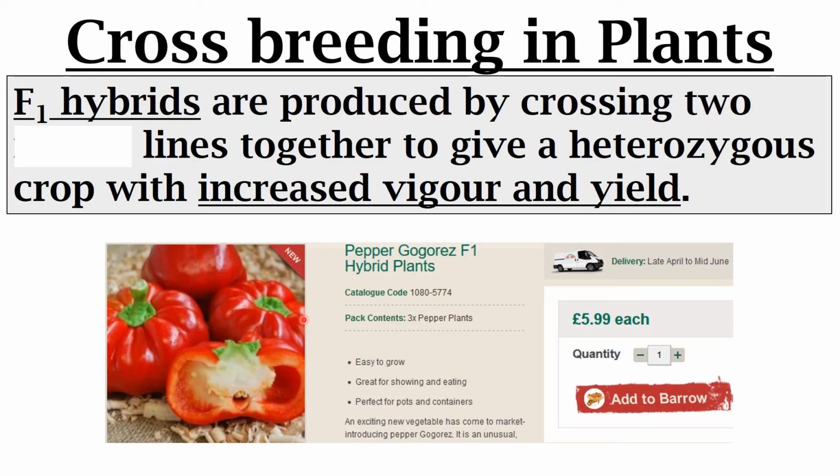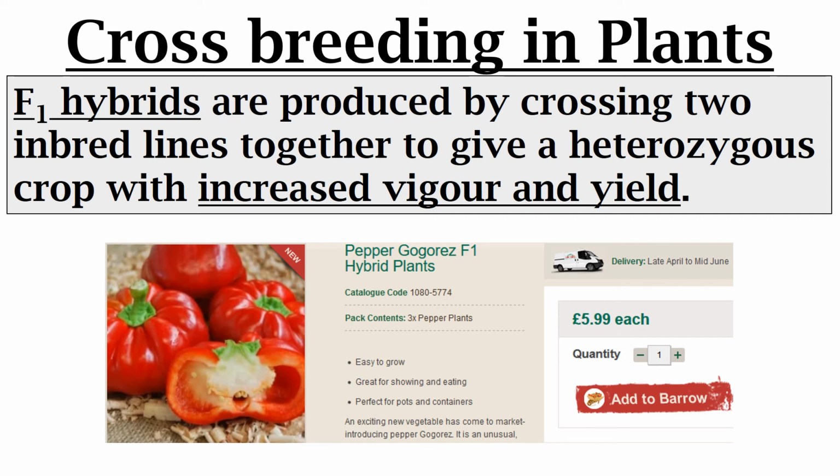If you think back to our monohybrid cross, the F1 generation, they gave you this heterozygous generation. They were all heterozygous, so you cross these two inbred lines and you get this heterozygous crop, and it will have increased vigor and yield, so it is desirable. And you'll see these actually advertised. So F1 hybrid plants, great for showing and eating, easy to grow, etc.